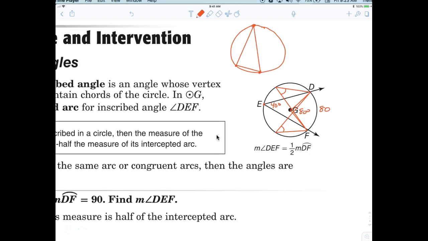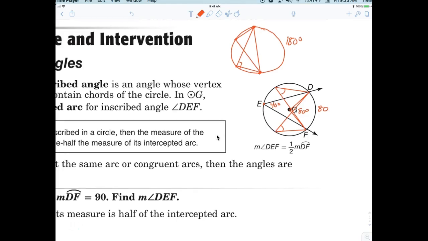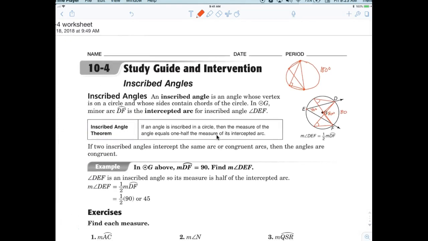Why is it 90? Because the arc here is how many degrees? 180. So this angle right here has to be half of the arc. It has to be half of the intercepted arc. So it doesn't matter where you put the point on the circle. If you draw a line to the diameter, that creates a 90-degree angle. So again, the inscribed angle is always half of the intercepted arc.